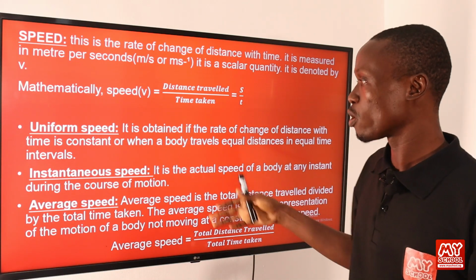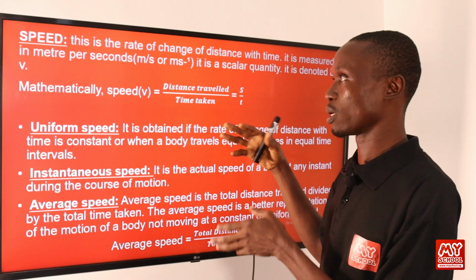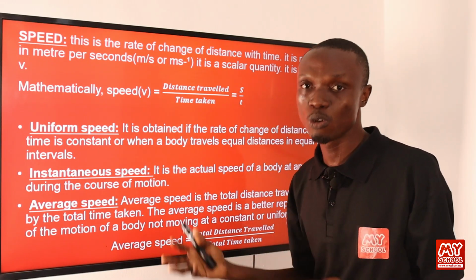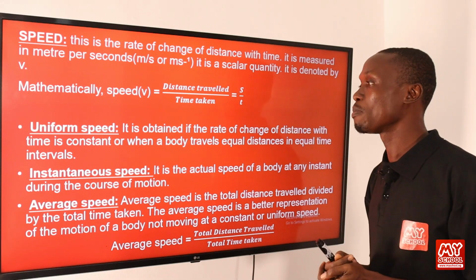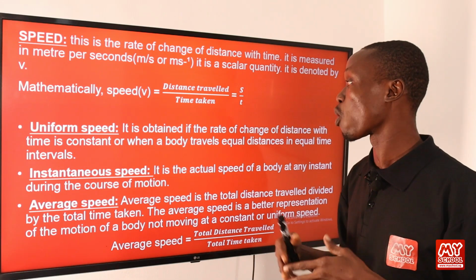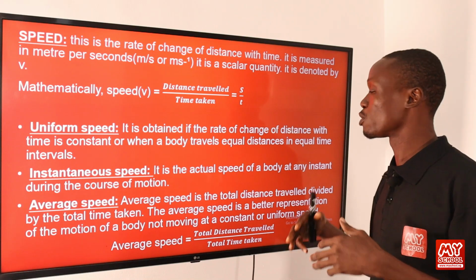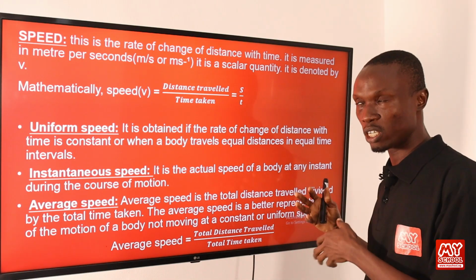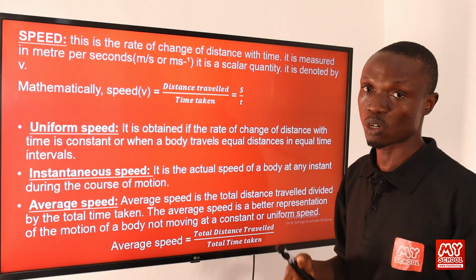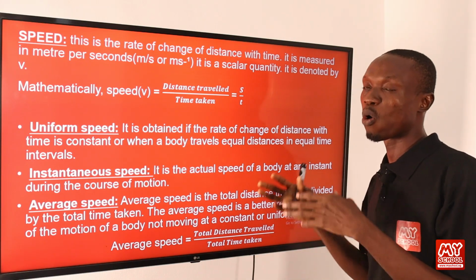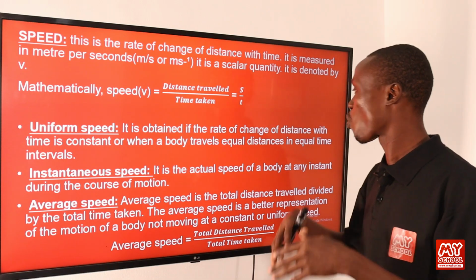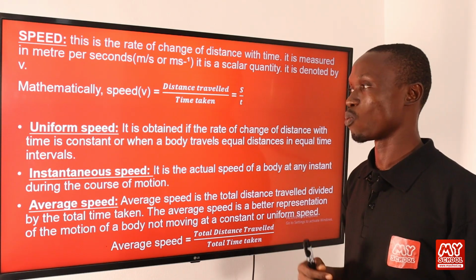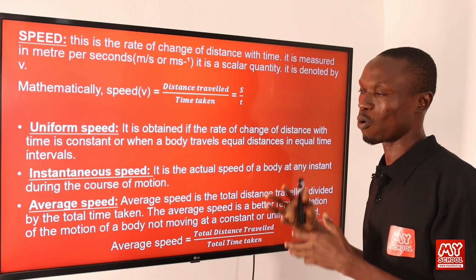Below it we still have other concepts. This completely describes the concept of speed. So let's look at uniform speed. What do we mean by uniform speed? Uniform speed occurs when the rate of change of distance with time is constant. When the rate of change of distance with time is constant, we say we have uniform speed, or when a body travels equal distance in equal time interval.